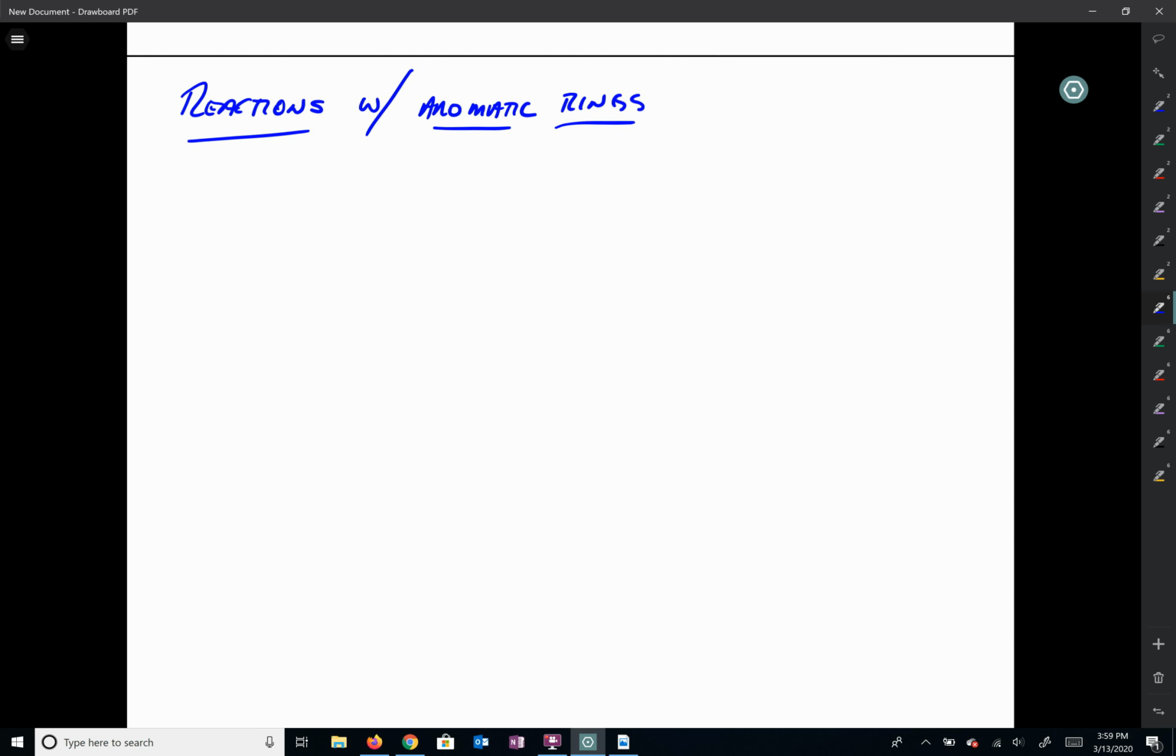At the end of the day, there are essentially two mechanisms at play with aromatic rings. There's electrophilic aromatic substitution and nucleophilic aromatic substitution. The first one we're going to talk about, and the one where we will spend most of our time, is electrophilic aromatic substitution. Okay, cool. Now, the name is going to tell us exactly what's happening, right?